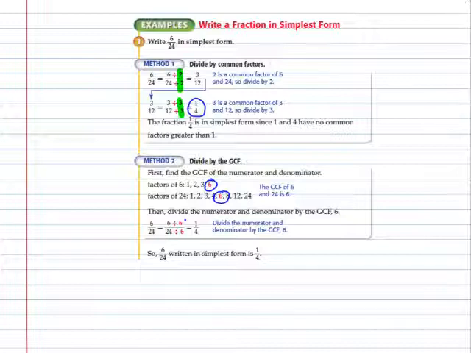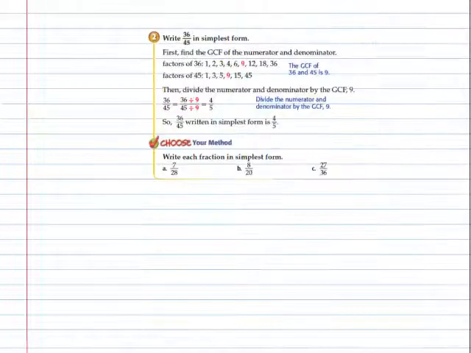So in this case, we divide numerator and denominator by 6 and get the same result of 1/4. So either method you use, 6/24 written in simplest form is 1/4.